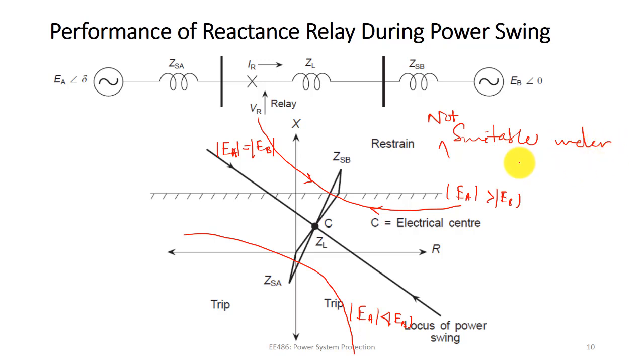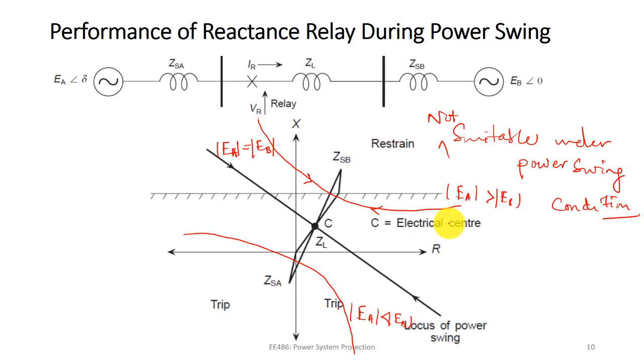As we can see, the area covered by the trip region is very high under power swing condition. Therefore, it is not suitable. Therefore, we must design a relay which covers a very small area as trip region, so that the locus of the power swing doesn't fall under the trip region. That gives the best result for the power swing condition.